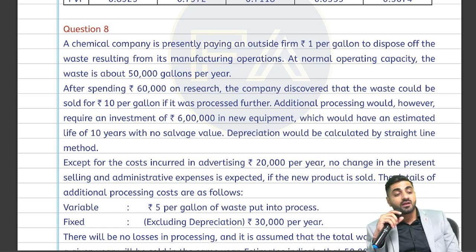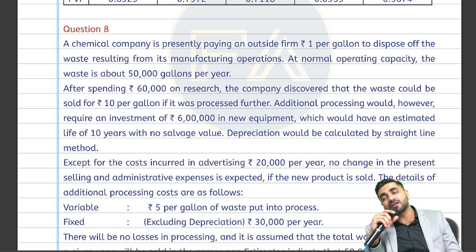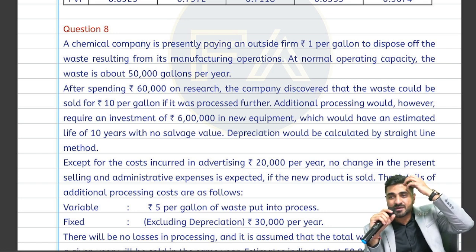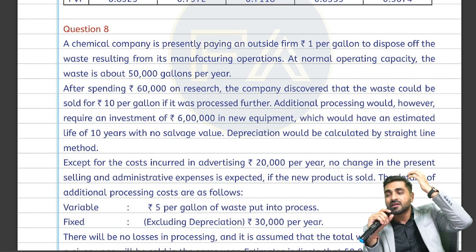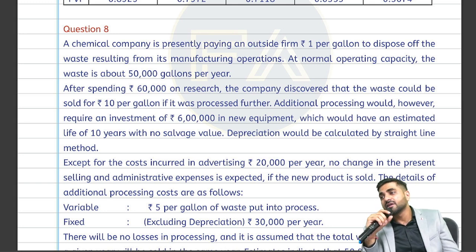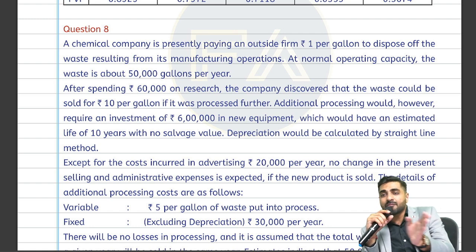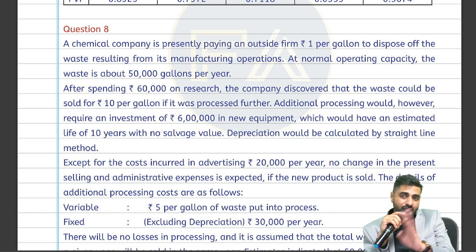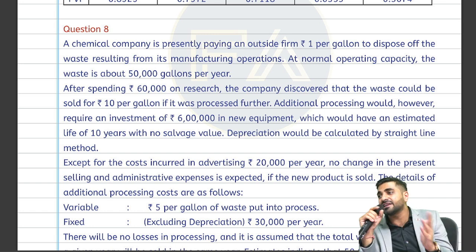Ignore. The second type of cost which we are not going to consider is allocation of expense. Allocation or apportionment of expenses, we ignore it. And the third type is irrelevant cost. Irrelevant cost also we ignore. Why do we ignore irrelevant cost? Because that cost we have to pay anyway, whether I buy this product or I manufacture this product. So that is irrelevant cost.